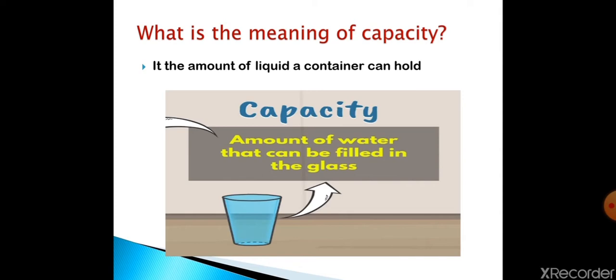Capacity is the amount of liquid a container can hold. What about the liquids? All of us know the liquids like water, oil, juice, milk, something like this. And what about the container? The container, anything has a space to be filled by a liquid, like the cup, the bottle, or anything that can be filled by the liquid. So the capacity again, it is the amount of liquid a container can hold.